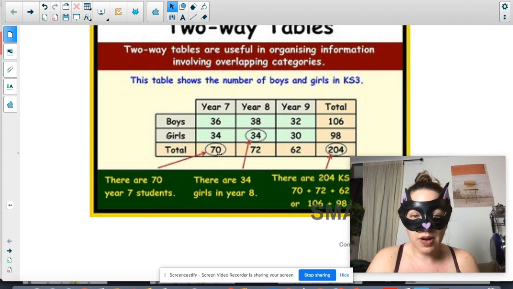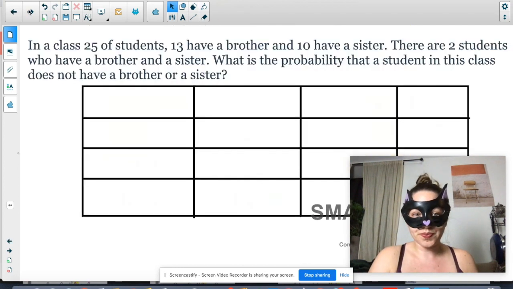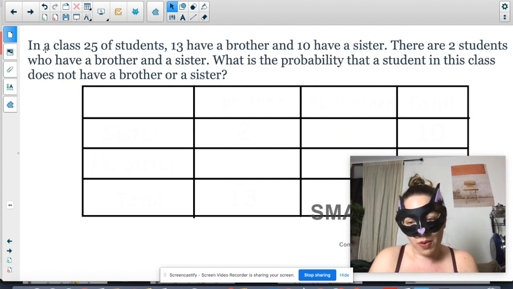Remember that the number down here tells you the total of the people in year 7. This number right here would tell you only the girls that are in year 8. And the number over here always gives you the total of everyone together, which is all of the green ones right here added together would equal 204. Or you can add the total of boys and girls, or you can add the total of year 7, 8, and 9. Fabulous. Okay, so now we're going to do a little problem together.